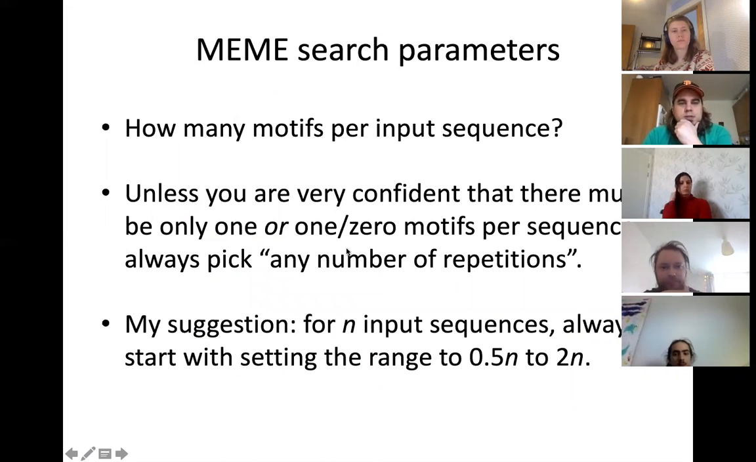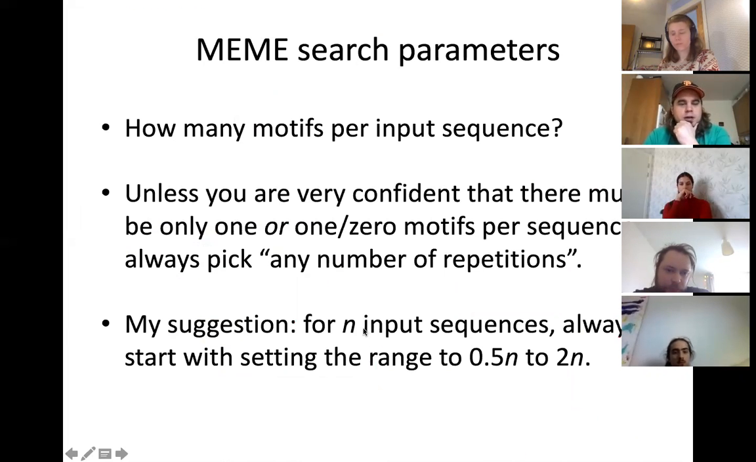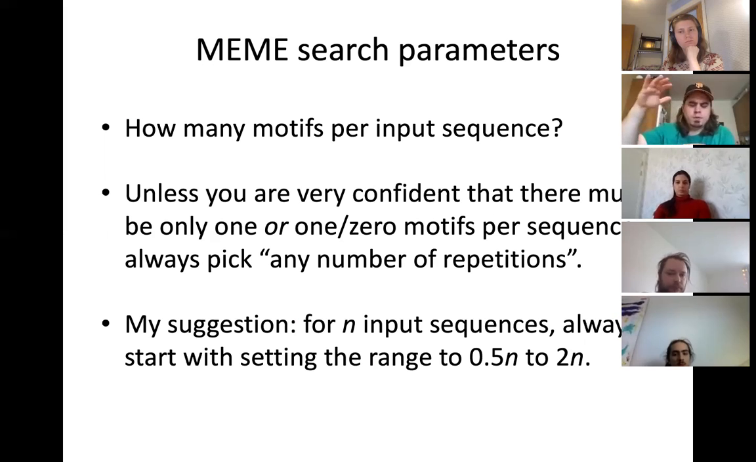I always recommend that you start with any number of repetitions. Then, once you've said any number of repetitions, you set what you think the frequency will be. What it does is it doesn't say per sequence, it says for all the sequences. So you can have some sequences where there will be none, and some where there will be many. You will notice this when you do the search. It will look at the total number of motifs in all your input sequences put together.